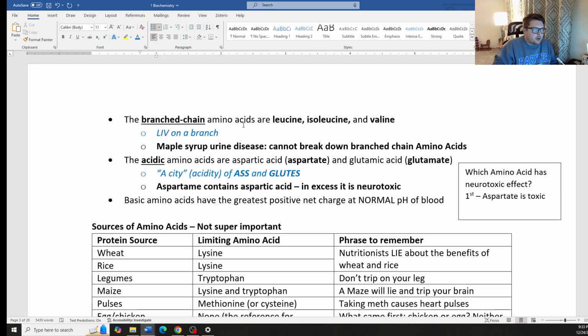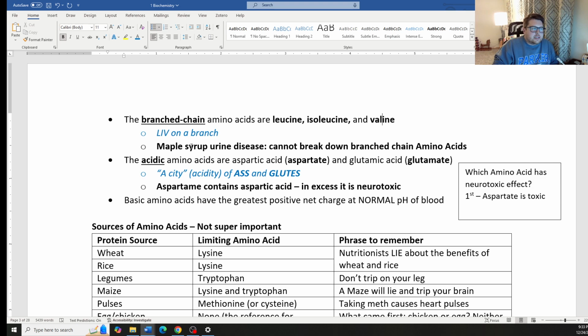Branched chain amino acids. We have a mnemonic, live on a branch. These are leucine, isoleucine, and valine. Again, a lot of these amino acids are going to be just memorization type things. We need to be able to learn them and know that when we see branched chain, remember these 3, because that's the way that we're going to answer these questions.